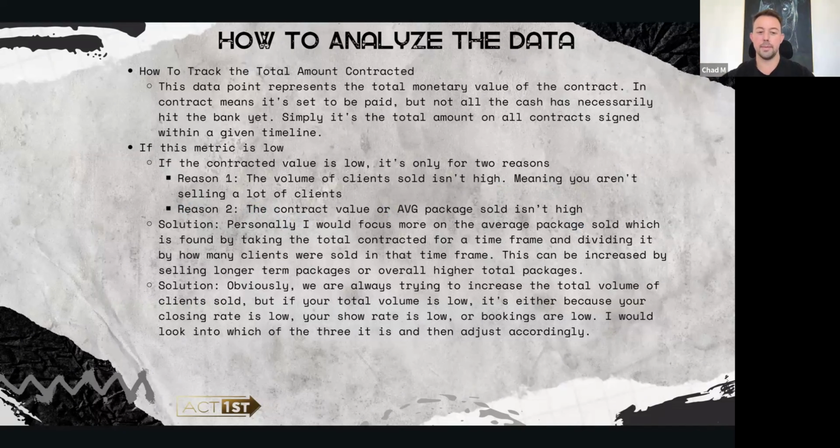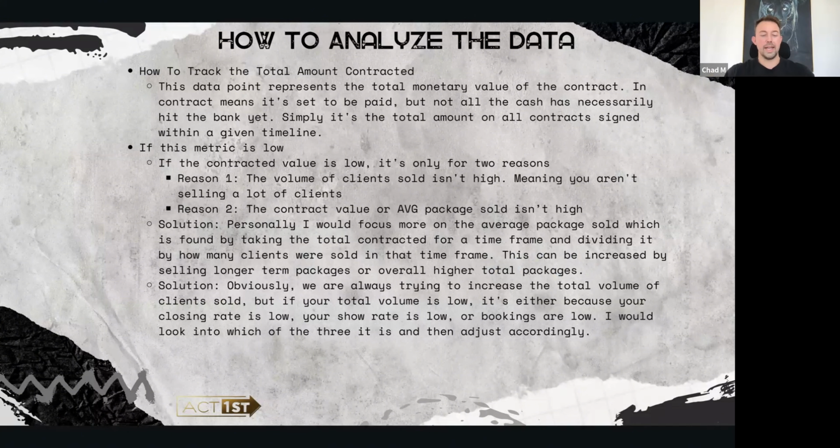So the solution, personally, I would focus more on the average package sold, which is found by taking the total contracted for a time frame and dividing it by how many clients were sold. This could be increased by selling longer term packages and overall higher total packages. In my opinion, I would focus on this because it's more in your control. The amount of calls that get booked on your calendar will probably reflect how many clients you sell, and that's not directly in your control because you're likely not the one booking calls.